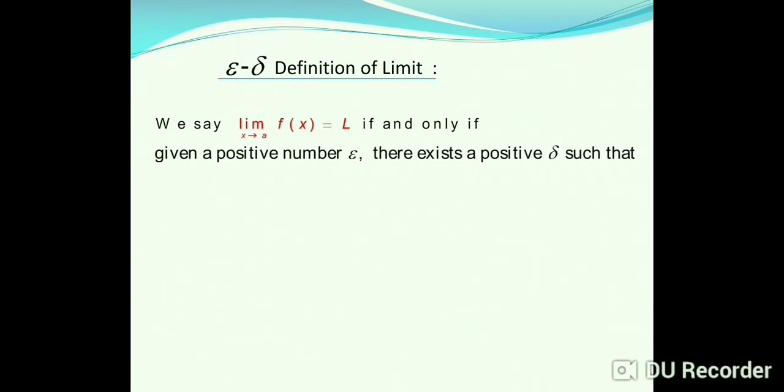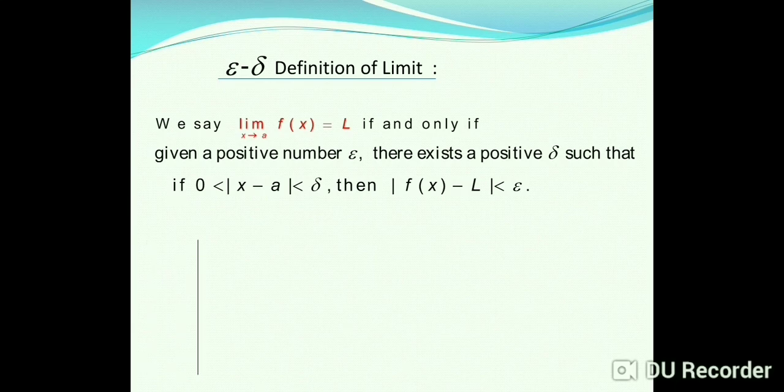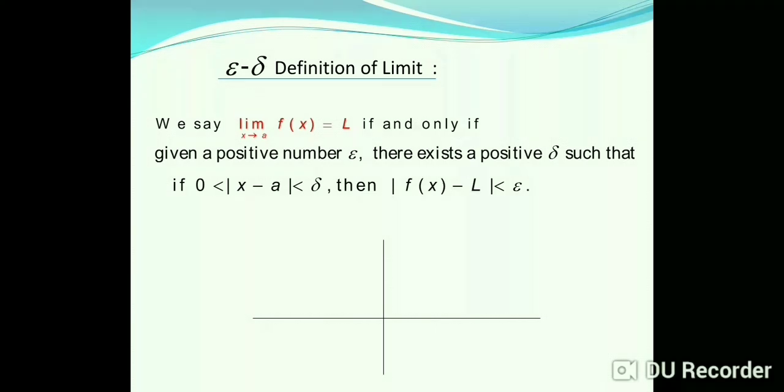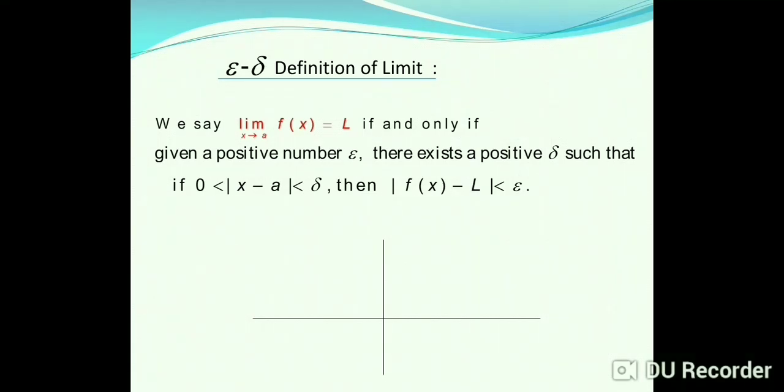and that is, we say limit as x tends to a of f of x is equal to L if and only if given a positive number epsilon there exists a positive delta such that if 0 is less than mod of x minus a less than delta, then mod of f of x minus L is less than epsilon, and this is shown by graphical method. Now we will see limits and their graphs.